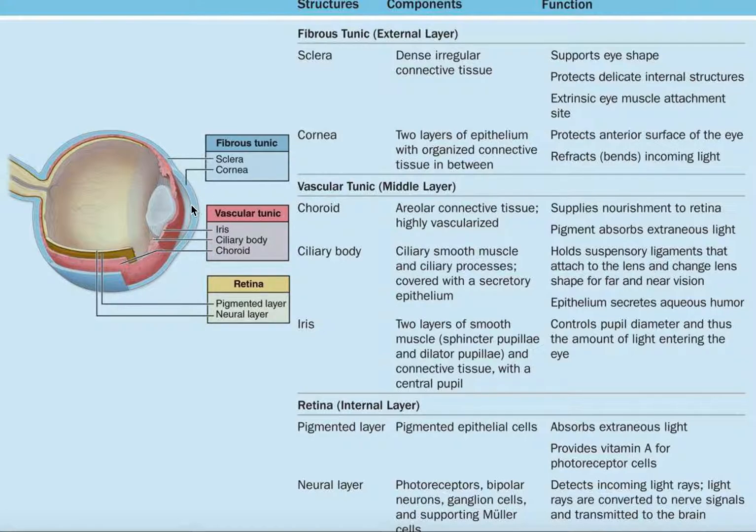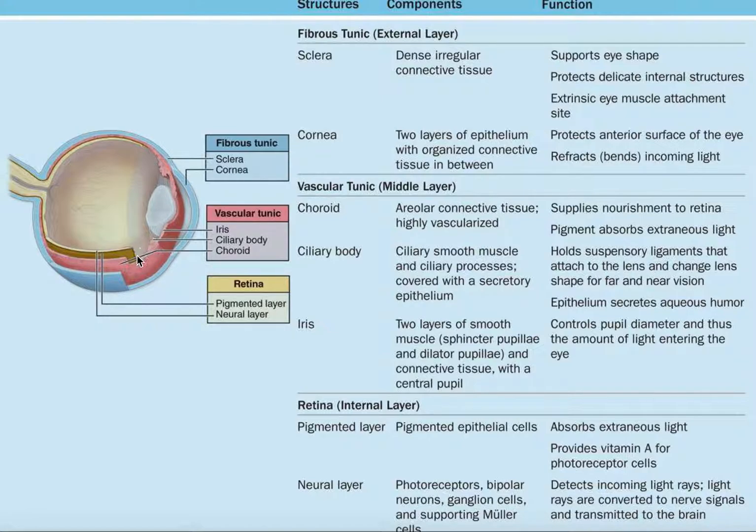And then of course you have the vascular layer, more inner, and that's composed of the choroid, which extends into the ciliary body, and of course the iris as well, which is over here. The iris is what gives the colour to the eye and controls the pupil diameter, contracting and relaxing to control the pupil diameter. The ciliary body contains the ciliary muscle as well as the ciliary processes. The processes have a secretory function because they secrete the aqueous humour, and the muscle contracts and relaxes, and so the muscle holds the ligaments that attach to the lens, and then it allows the lens to change shape.